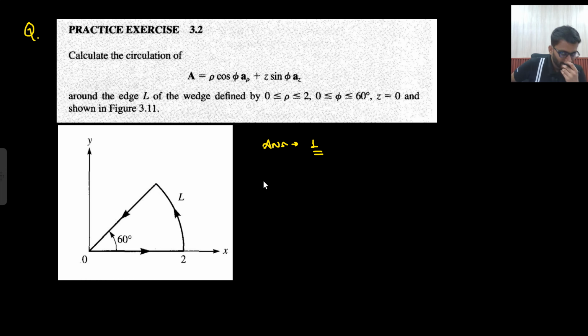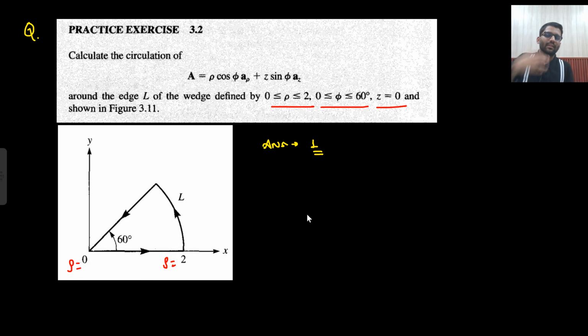Let's see this question. I think you were able to solve this particular problem at least. You should be able to solve this particular problem after this much practice. So let's start now. Vector A is given. You need to walk around the edge, like you need to walk around this. In this manner you need to walk around. And rho is changing from 0 to 2. This is your rho. And then phi is changing from 0 to 60 degrees, and z is 0 only. This information is given.